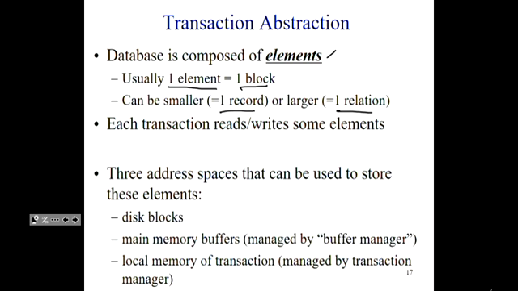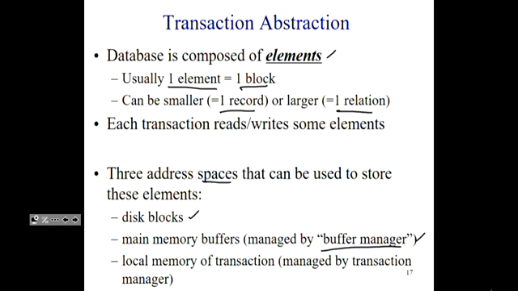So each transaction reads and writes some elements, and there are three spaces that can store these elements. The first space is the disk block, of course, so that's where your data typically resides. And then you're all familiar with the main memory buffers, so you bring data from disk to these main memory buffers. So that's another place that these elements could reside, right? This is managed by the buffer manager.